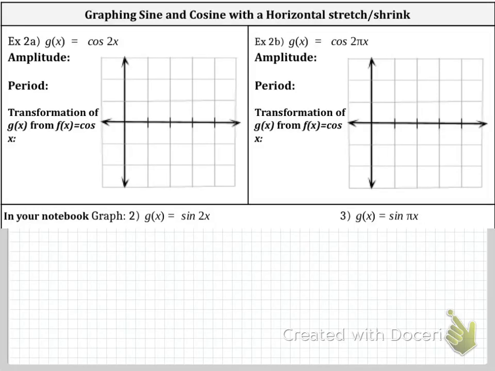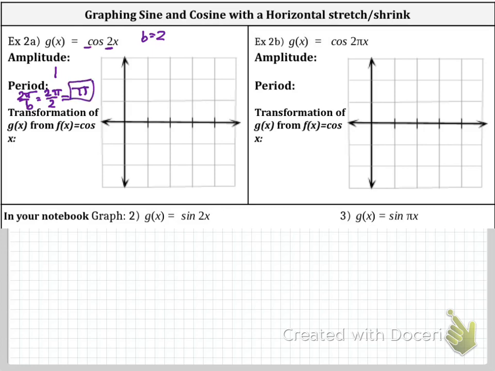Let's take a look at horizontally stretching and shrinking our graphs. So we have our amplitude. Looking at the amplitude of the graph here, we notice that there is no value in the front, so our amplitude is 1. Now our period, we have a b value. Remember that our period is 2 pi over b. In this case, b is 2. So to solve for it, we have 2 pi over 2, or our period is pi.